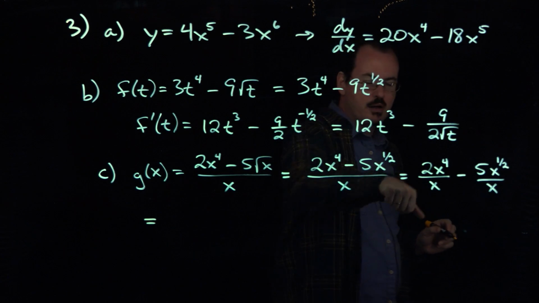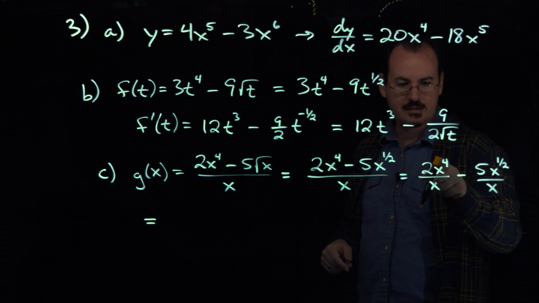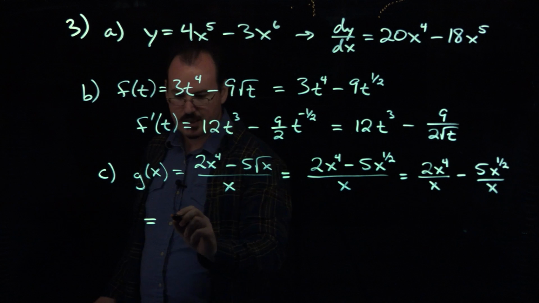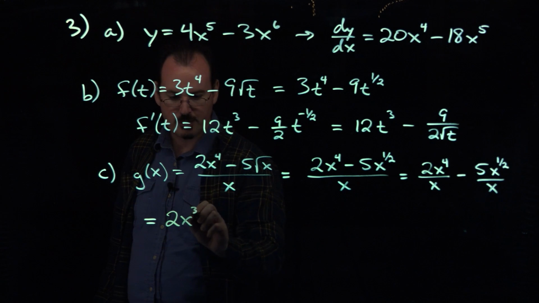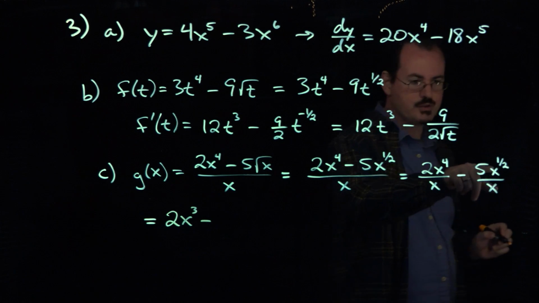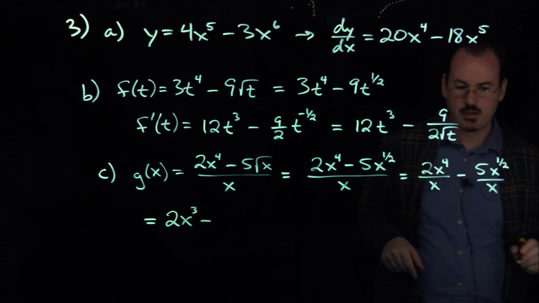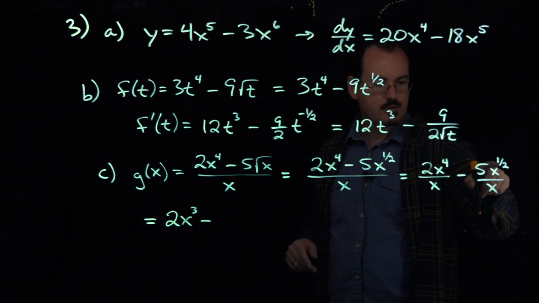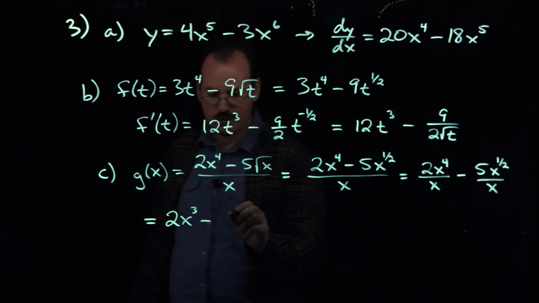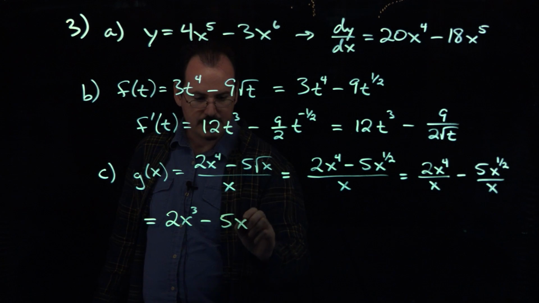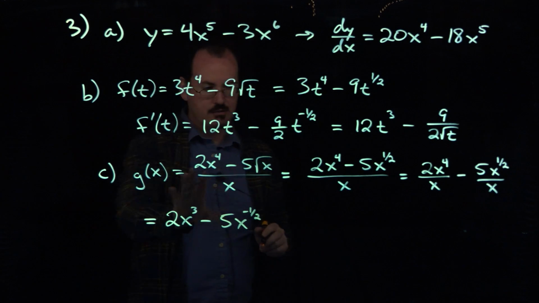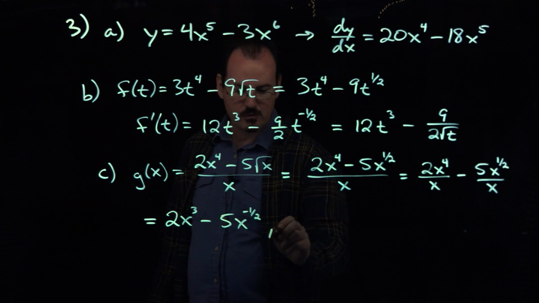Then we're going to use our properties of exponents to rewrite this. So I've got x to the 4th power over x to the 1st power. 4 minus 1 is 3, so this is going to end up being 2x to the 3rd power. Remember, when you have x to a power divided by x to another power, you subtract the exponents. So on this one, we've got a 1/2 power. That's a 1st power, so 1/2 minus 1 is negative 1/2. So I'm going to get 5x to the negative 1/2 power. And again, remember that this is g of x.